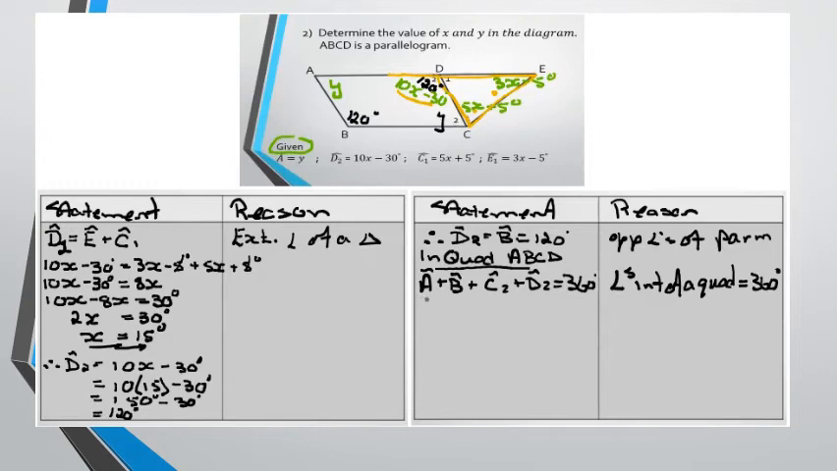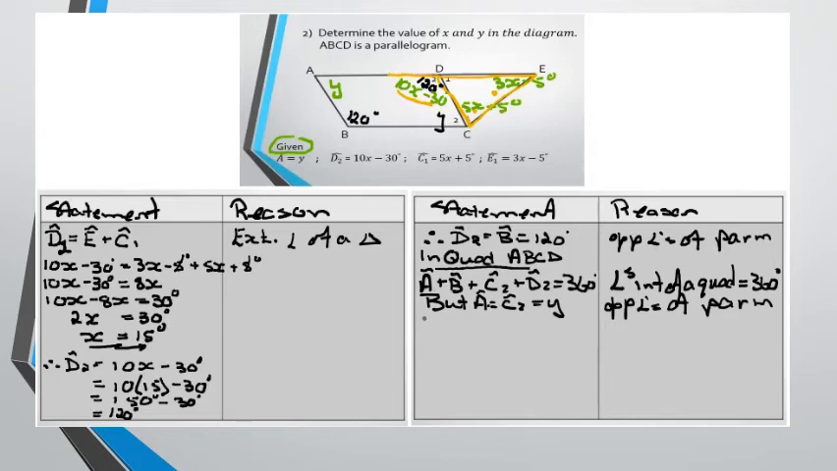So therefore I'm going to do my substitution now, but first, remember we have mentioned before that angle A equals angle C2 equals Y. And again, opposite angles of a parm. Opposite angles of a parallelogram. Therefore, I'm going to make the statement where I'm going to do the substitution now.